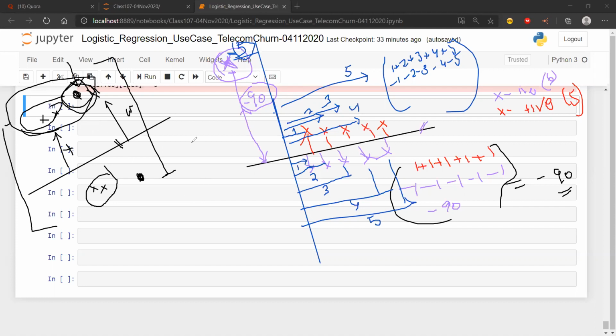So basis the misclassifications also, we are going to determine how good or how bad the model is, but we have not reached that stage. You have to first of all find out the best hyperplane, and the best hyperplane is what? Which maximizes the value, right? We have already defined it, which maximizes the value. Now friends, let's come back to this problem.